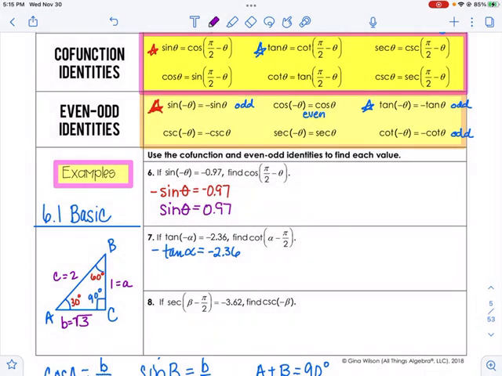So now, if that's equal to 0.97, then using the identity, the cosine of pi over 2 minus theta is equal to sine of theta. Maybe I want to put that backwards. I'll put it just like the identity over here. Sine theta is equal to the cosine of that. So the cosine of pi over 2 minus theta is equal to 0.97. And there you have your first answer.